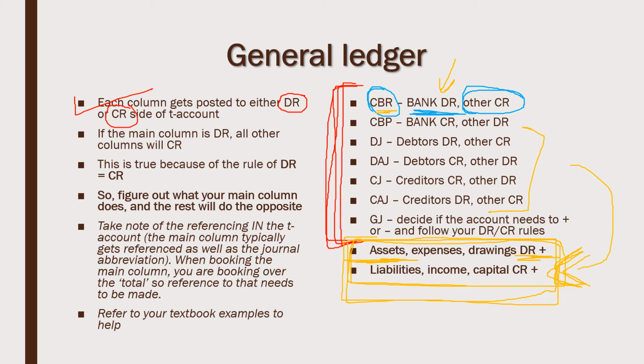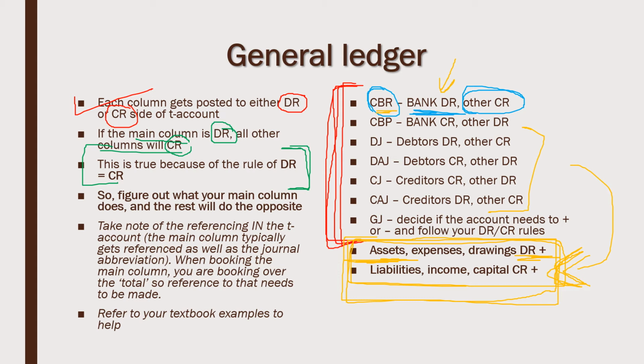Carrying on, back to the left of the slide. I just confirm there, if your main column in a journal is debit, all the other columns will credit, which means debit means left, credit means right. So if your main column is an entry on the left of a T account, all the other columns will go on the credit side. The reason for this is because debit equals credit. That's our rule in the double entry system.